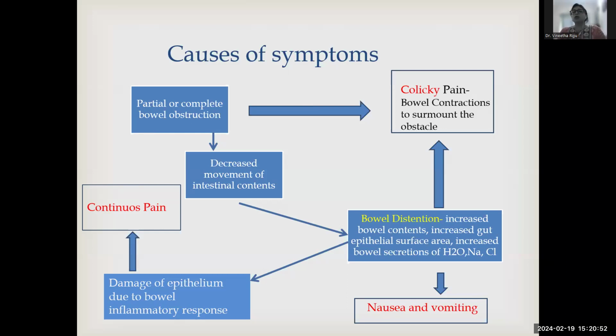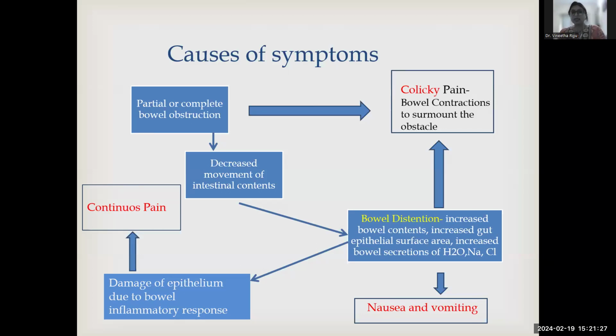Now with all these secretions, there is nausea and vomiting happening. That is why the patient might have nausea and vomiting. And there is a whole inflammatory response happening there. Lots of inflammatory factors are released because of the damage of the epithelium of the bowel, which leads on to factors which give rise to continuous pain. Now this aggravates further the colicky pain.